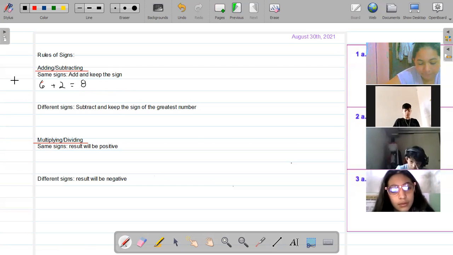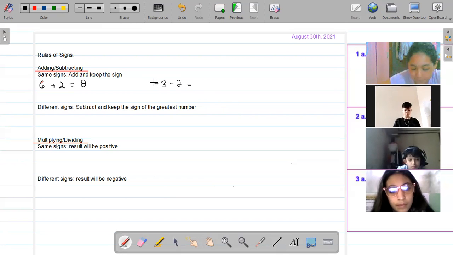They didn't say that this was a positive number and this was a positive number. And therefore, if they're both positive, my answer is going to be positive. They didn't tell us that way. They just say, okay, let's add. We got 6 apples and they give us 2. How many apples we got? 8.